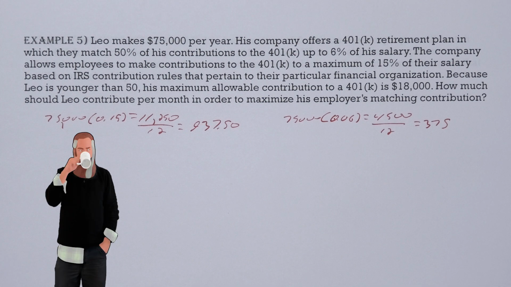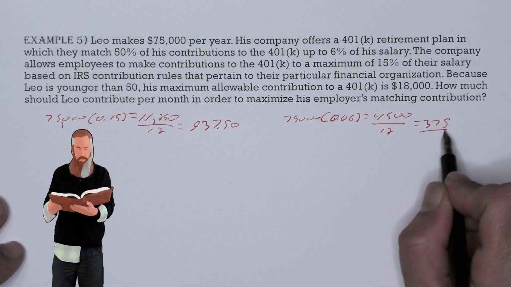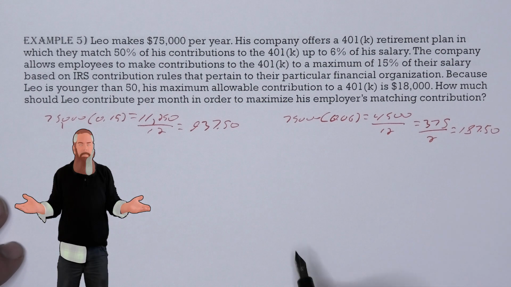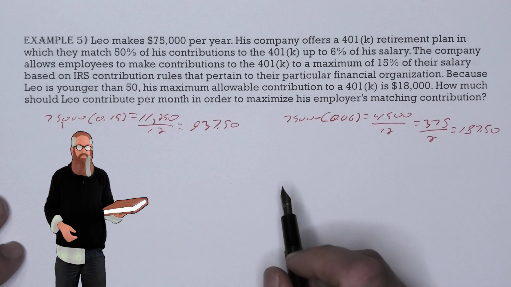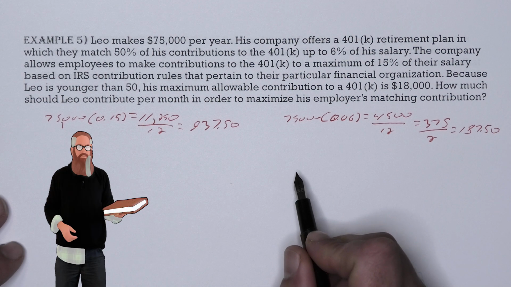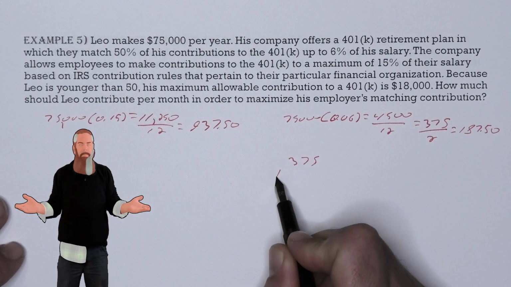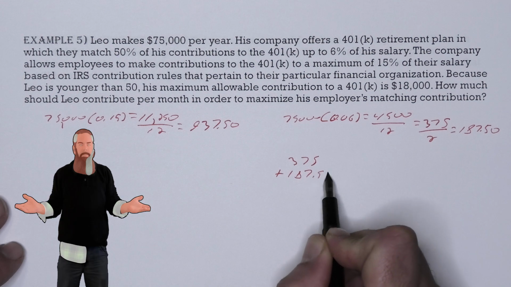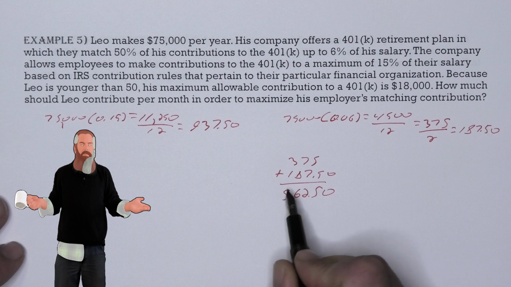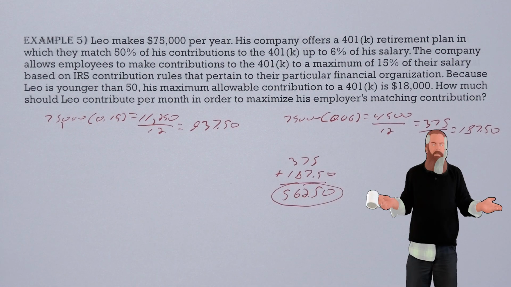His employer will make matching contributions of 3%, which is 50% of his contribution. So 375 divided by 2 will give us $187.50. So Leo's employer will contribute $187.50 per month, or $2,250 annually, to match Leo's contribution. $375 and $187.50 will give $562.50, which each month will be put into Leo's 401k account.